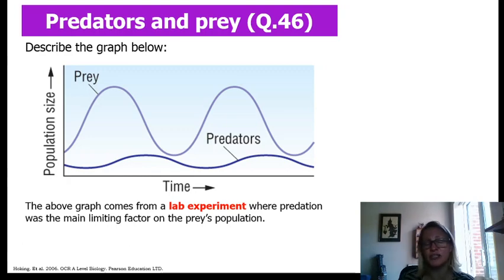So actually, a lot of these graphs, the data is not necessarily representative of what would happen in real life, so in a real situation. This particular graph here is from a lab experiment. So obviously it was a closed environment where it was just the predator and the prey that were affecting one another. But obviously out in the wild you would have other factors involved, other things that are going to have an impact on those populations.